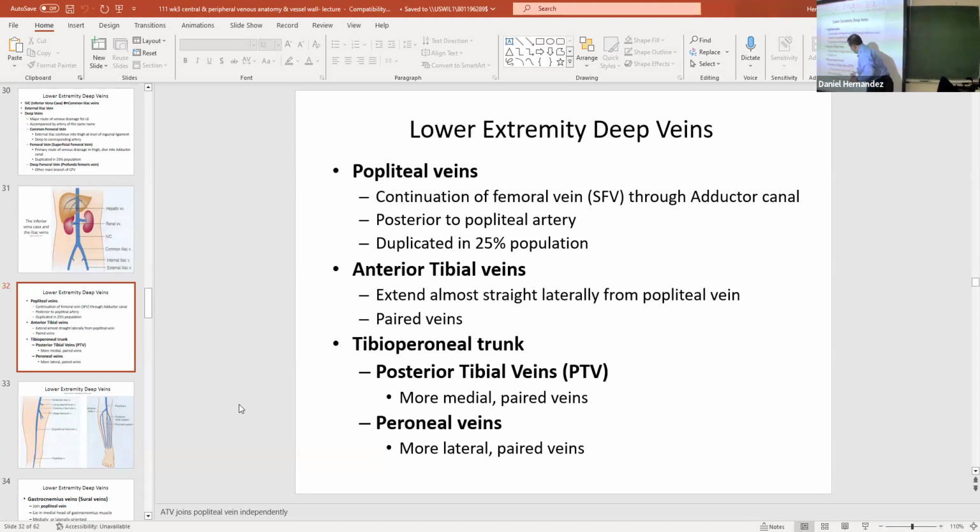So comparing these, these are going to be more medial, these are going to be more lateral. All of these calf veins, anterior tibial, posterior tibial, and peroneal, are all paired. So they're all going to have one artery with two veins. When we're imaging them in transverse, we're going to see one artery, and then typically a vein on either side. So maybe something like that. That's what I mean when they're paired. So we're going to have two veins with the one artery.